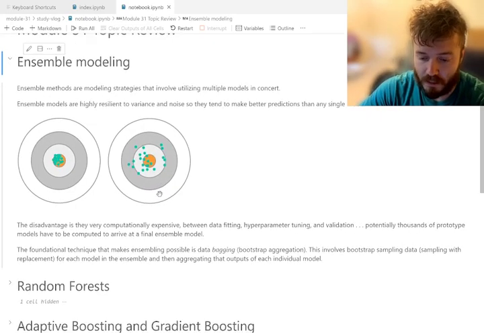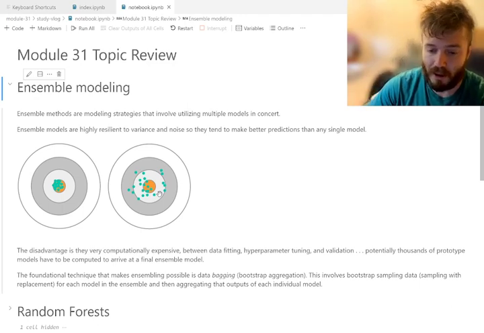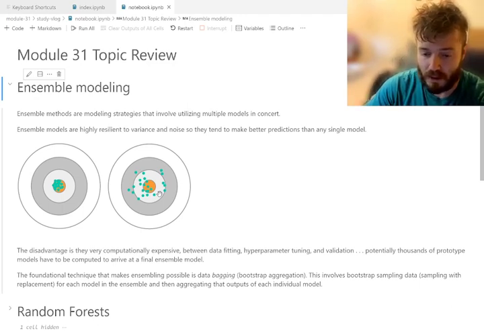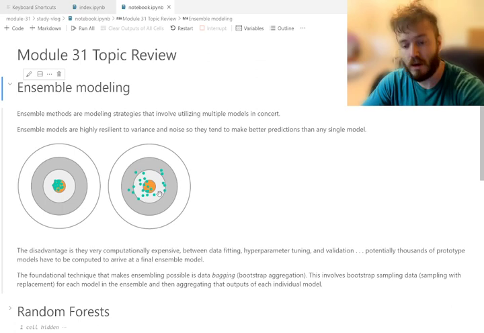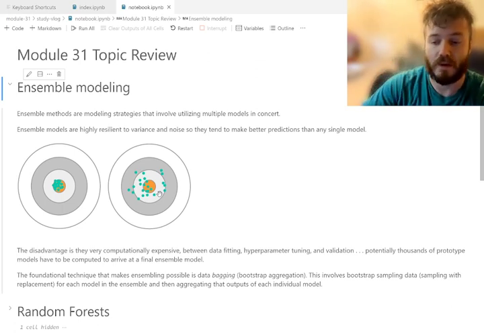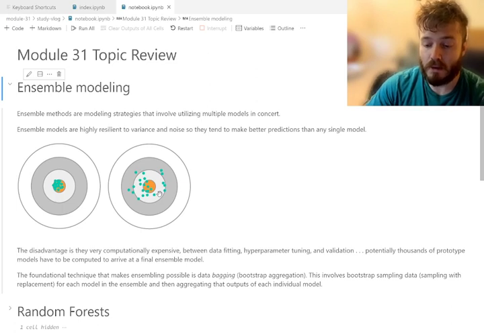Before we talk about the particular models, let's talk a little bit about what ensemble methods are. Ensemble modeling is a strategy that involves using multiple models at the same time to come up with a better prediction than what a single model would on its own.